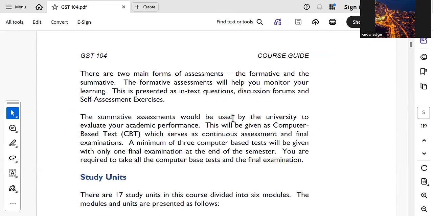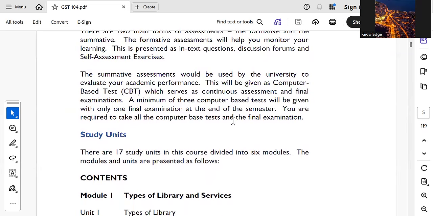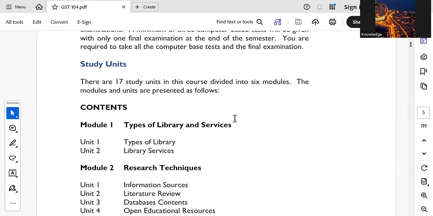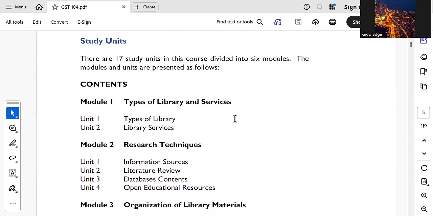You have the exam: 70 marks, 70 questions, and each question carries 1 mark. So that is how the course is being evaluated at the end of the day. So we have some units to study in this material. It's just a very short material with 17 short study units, divided into 6 modules. Yes, you have 6 modules in this material with 17 units.